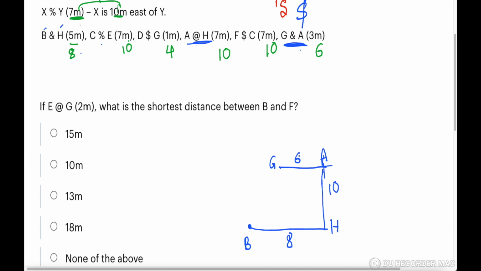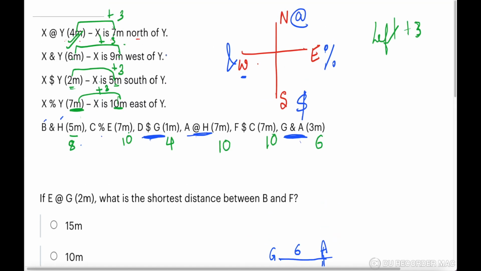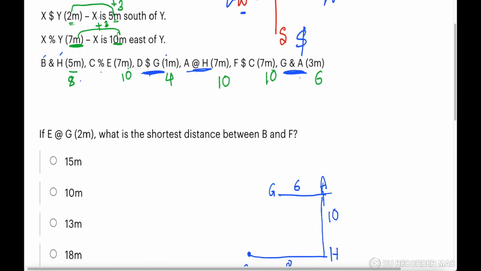So now you have BHAG. So you can take this one, D dollar G. Dollar means south. So D is to the south of G. 4 meter to the south of G. Okay. So take D over here, 4 meter to the south of G. Okay, done. Next you can take, which one can you take?